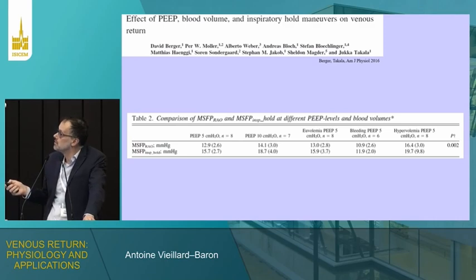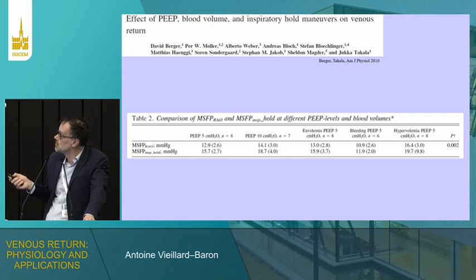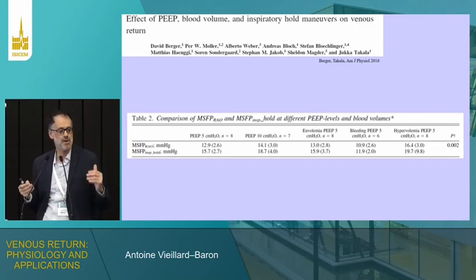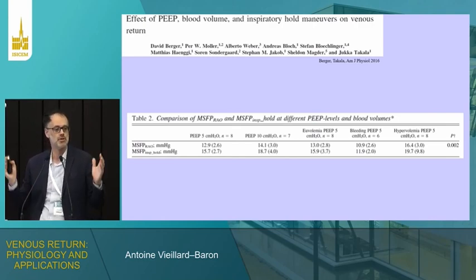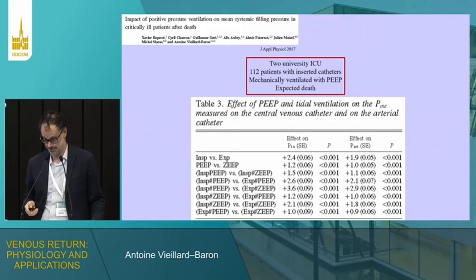It was in animals, so everything is possible in animals. They had a look at the mean systemic filling pressure in the two conditions. And just look, what they reported is that the mean systemic filling pressure also increased by applying an intrathoracic positive pressure. So it is also transmitted to the mean systemic filling pressure. So something else could probably explain the decrease in the systemic venous return, not only the reduction of the pressure gradient for the venous return.